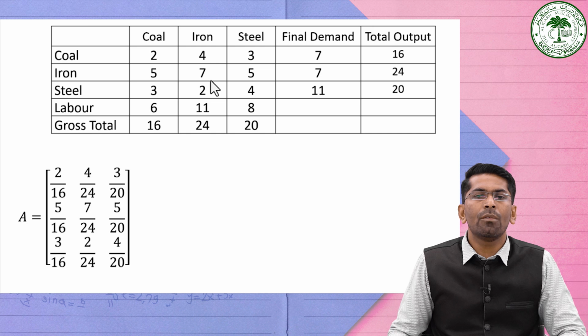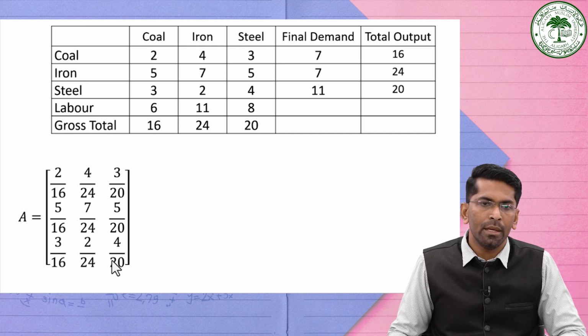Similarly, the second column, that is 4, 7 and 2, will be divided by 24. So it is 4 divided by 24, 7 divided by 24, 2 divided by 24. And the third column we divide by the third number here, that is 20. So here it will be 3 divided by 20, 5 divided by 20 and 4 divided by 20. So we have a 3 by 3 matrix.